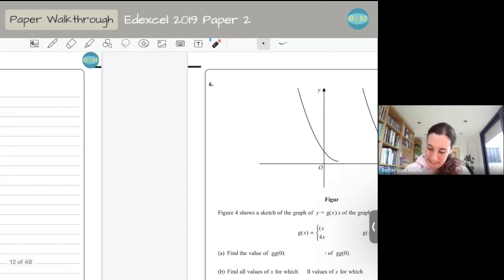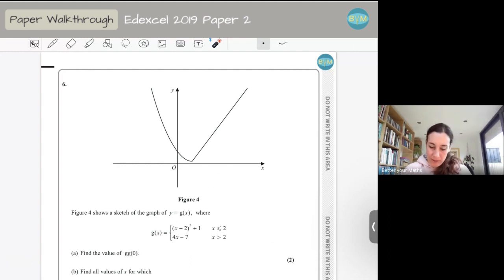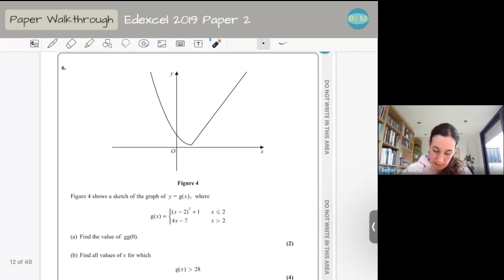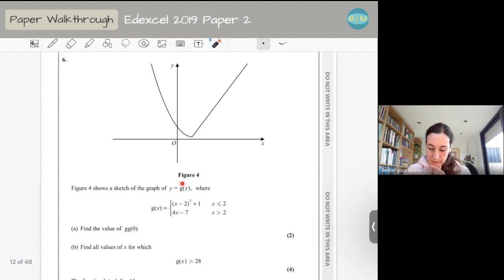Perfect. Number 6. So we have a functions question. We have the sketch of the graph of y equals g(x). g(x) is this function here, which is a quadratic when x is smaller or equal than 2. So up to here, this should be 2. And then it is a straight line, which is this one, when x is greater than 2. So it's one of those functions that they defined in 2 different ways.